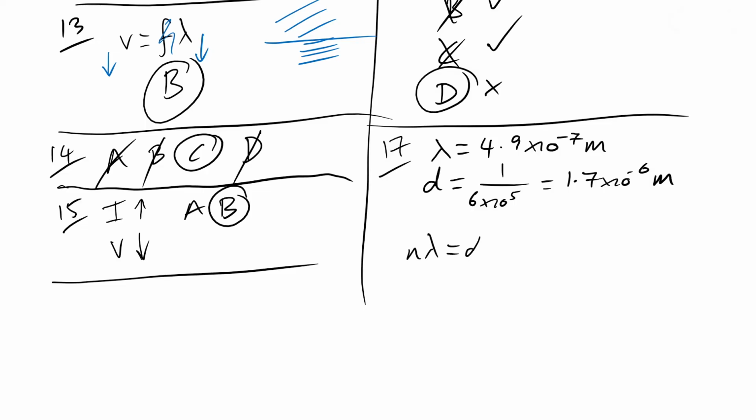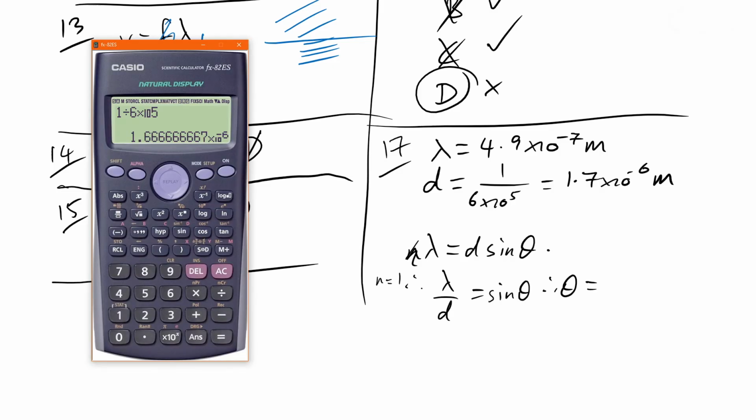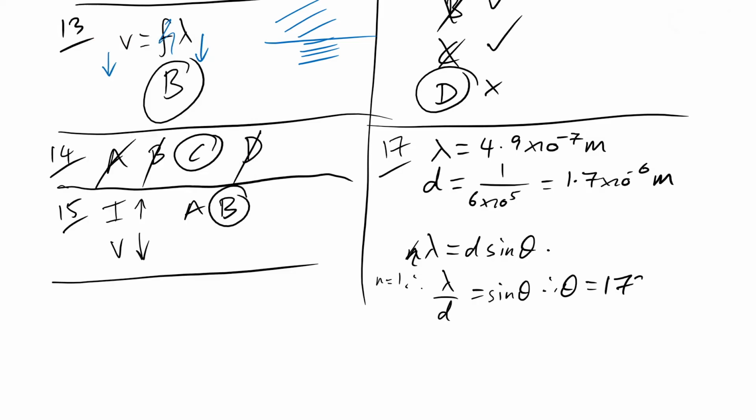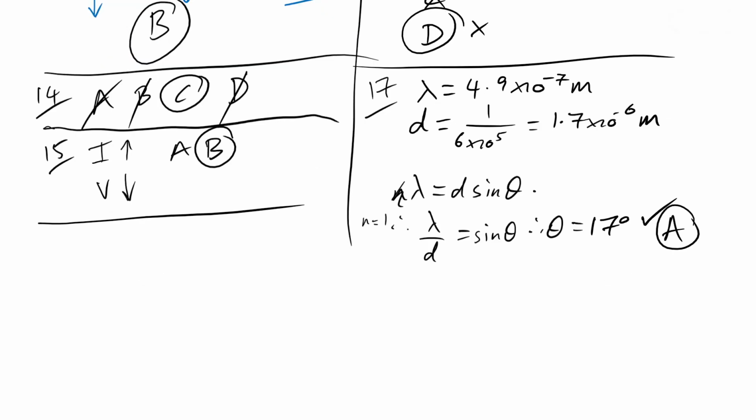N lambda equals d sine theta. So if we're looking at the first order, then N just disappears. So therefore, lambda divided by d is going to give us sine theta. So let's put that in the calculator. We're going to do 4.9 times 10 to the minus 7 divided by our grating spacing, and then we're going to inverse sine that. And we end up with 17 degrees. So yes, that does make sense. If you check the others, you find that no, the second order is not created at 34 degrees.